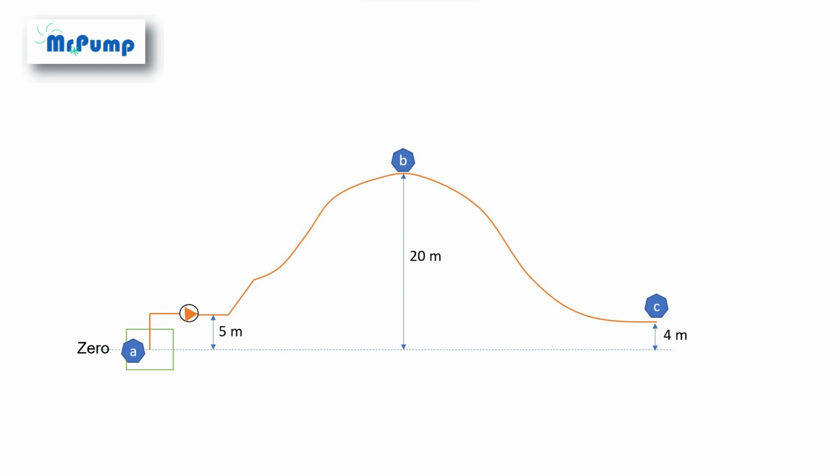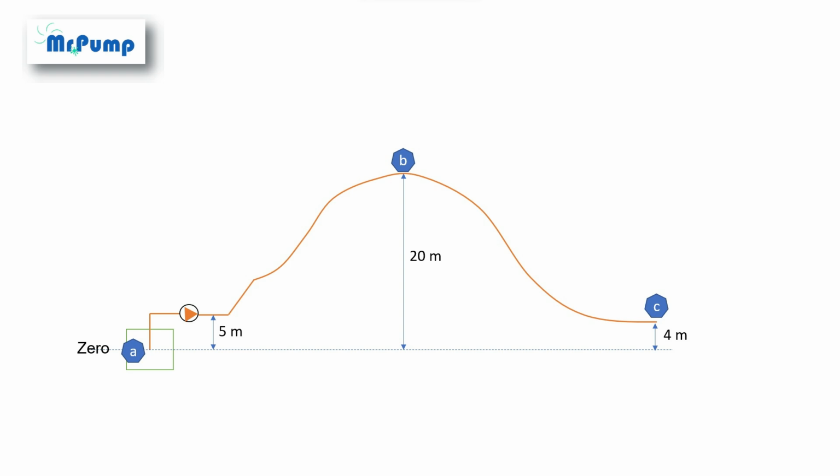As you can see here, the suction level is at A and we will consider the level of A to be 0. And you can see there is a point B, which is the maximum level in the network, which is 20 meters above, and then the water goes down to point C, which is 4 meters above A.